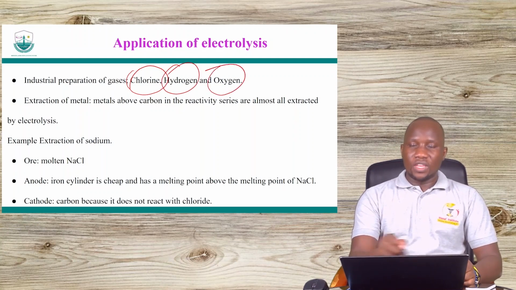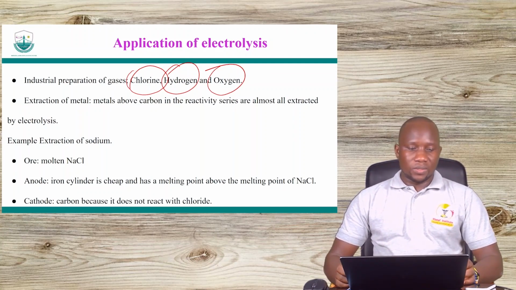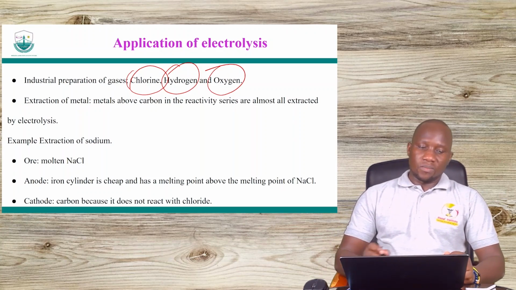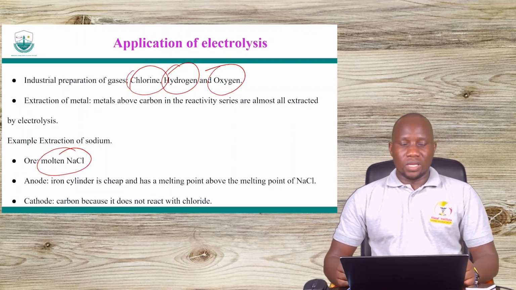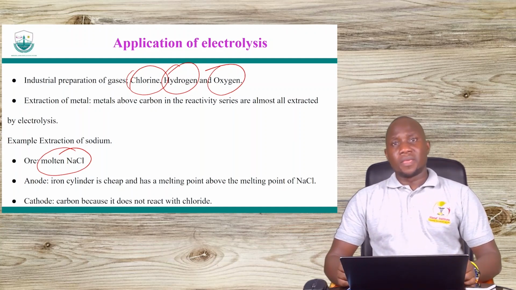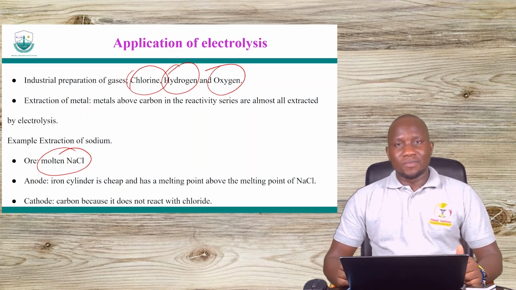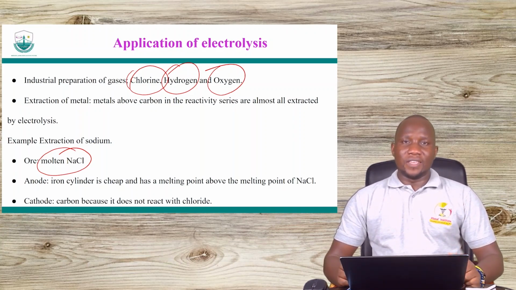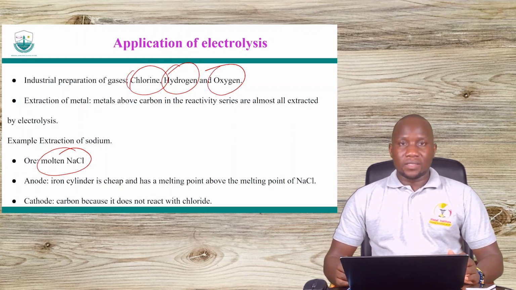Chlorine, hydrogen, and oxygen can be prepared using electrolysis. Extraction of metals, for example, sodium, you will have electrolysis of molten sodium chloride to get sodium. Okay, and we'll look at that method in detail in a topic called extraction of metals. You can check it up on the app or on the YouTube channel and see the electrolysis of sodium chloride to generate sodium.